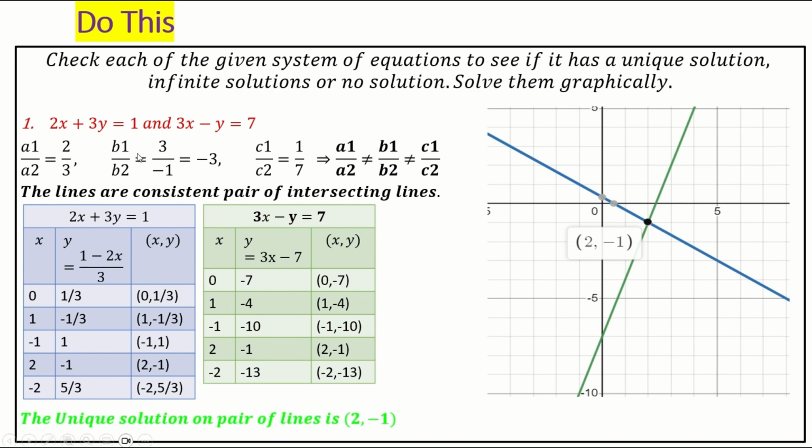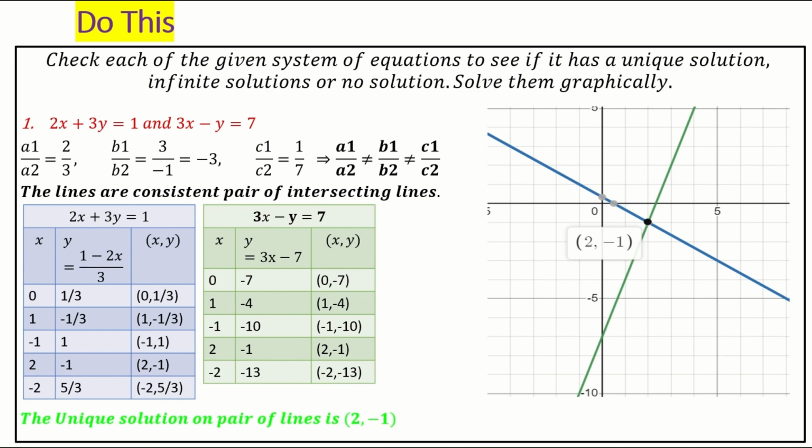So a1 by a2 equal to 2 by 3, b1 by b2 equal to 3 by minus 1, which is minus 3, c1 by c2 is minus 7. So this is the observation, right? None of the ratios are equal, basically. So that means they are intersecting lines.